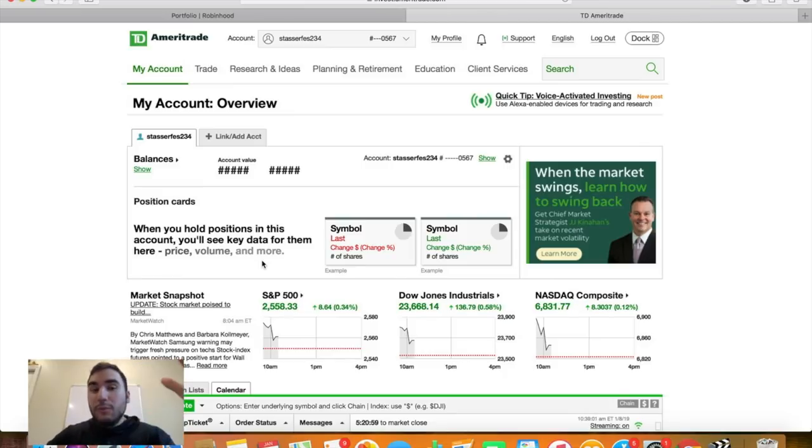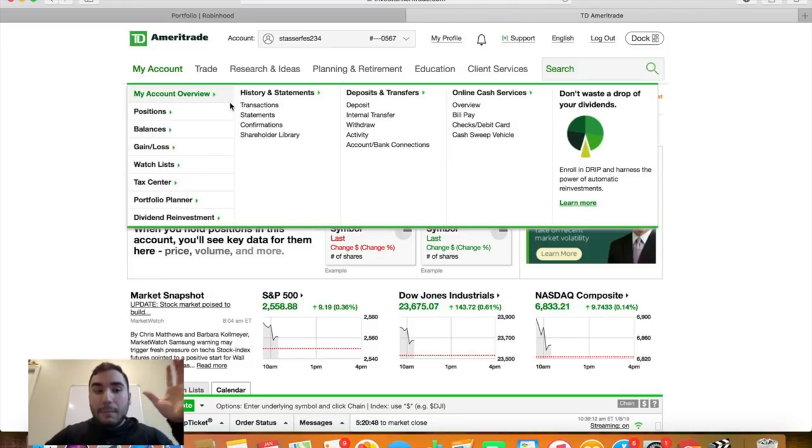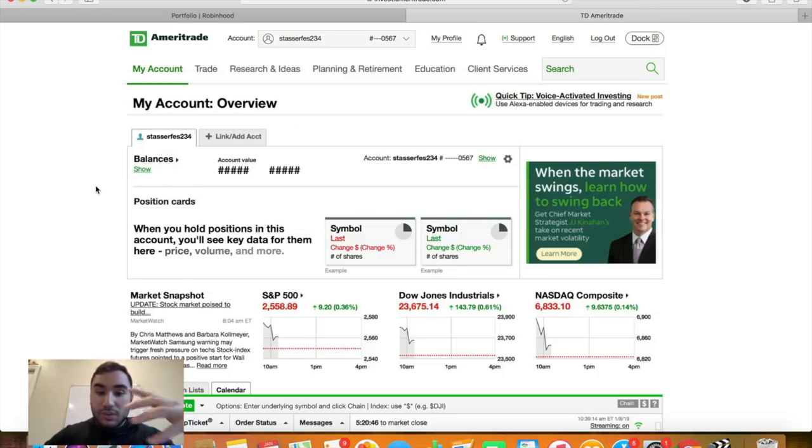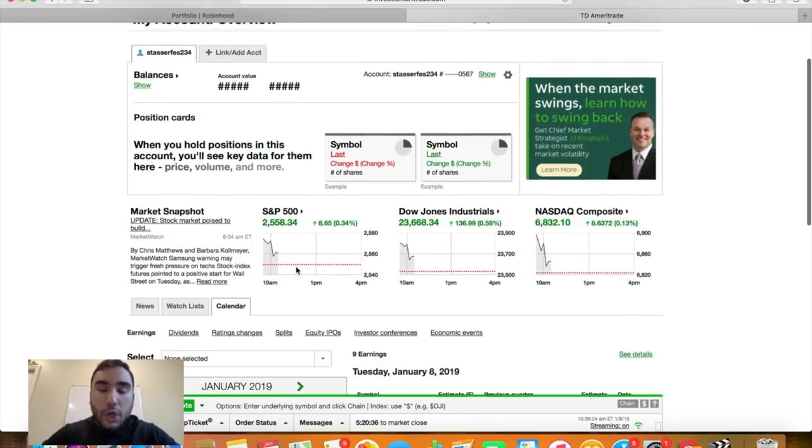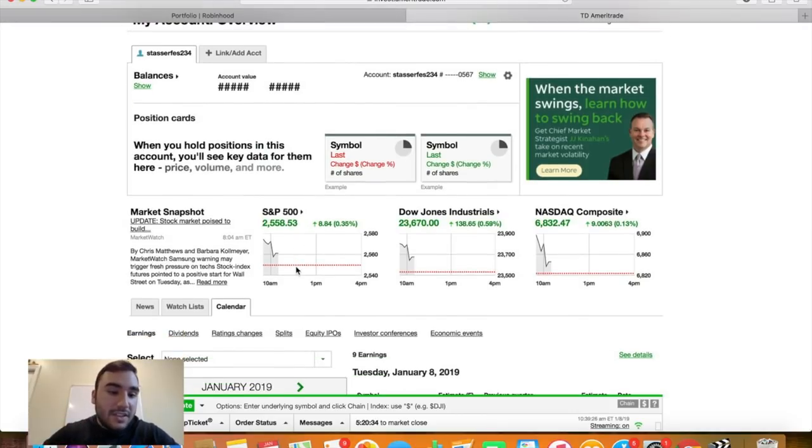platform. So if you sign up with TD Ameritrade, once you log into the account, this is what you're going to see. You're going to see your balance here, pretty much your account overview on this first tab called My Account. We'll see snapshots of the S&P 500, the Dow Jones, the NASDAQ composite, how the overall market is looking in terms of the three major indices.